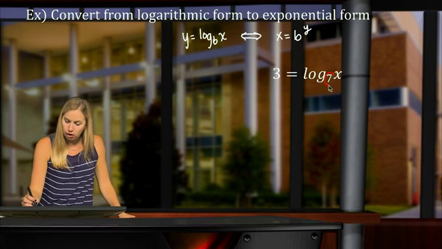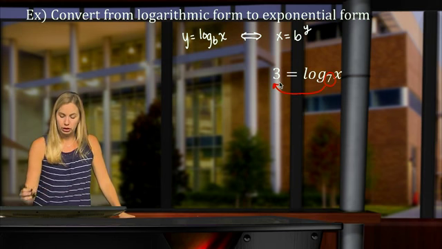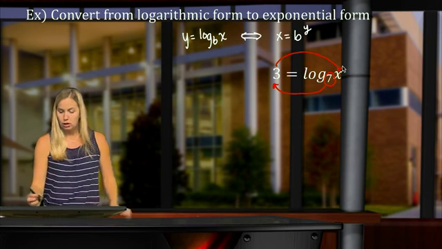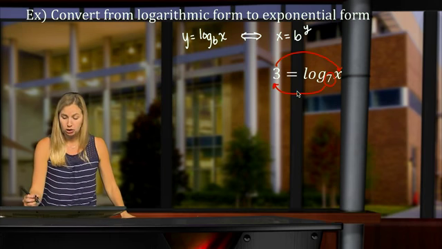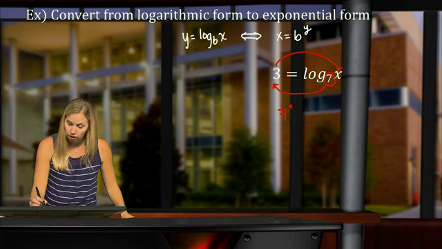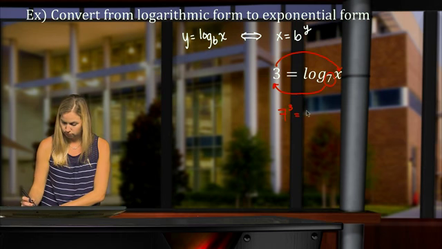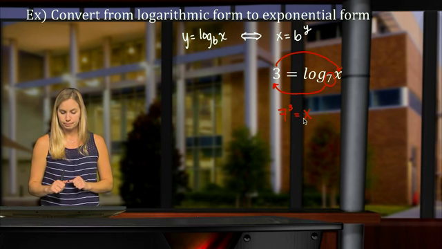We're going to start with our base. We're going to raise it to a power of 3, and we're going to set it equal to our argument. So if I take this logarithmic equation and I want to write it in exponential form, it is 7 cubed equals x.